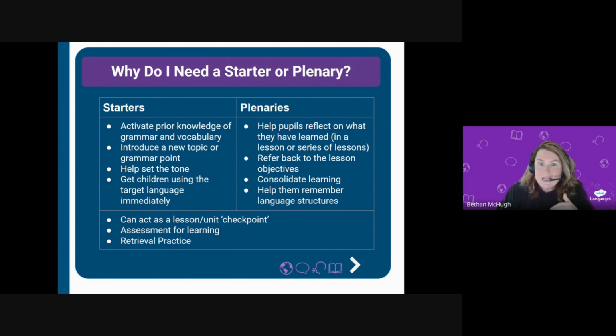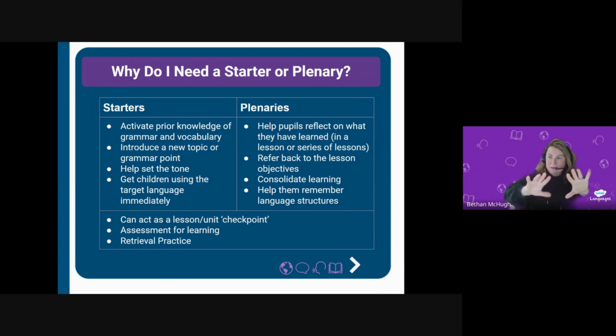At the end of the lesson, a plenary is fantastic for reflection. It can be as simple as an opportunity for reflection: what went well, how do you think this went, what have you learned? It's also a good chance to refer back to the lesson objectives. Did we do this? Can you now do this? It's great to consolidate learning and to help them remember language structures. Can you remember what you saw in this lesson? Let's go back through it. They're really useful.